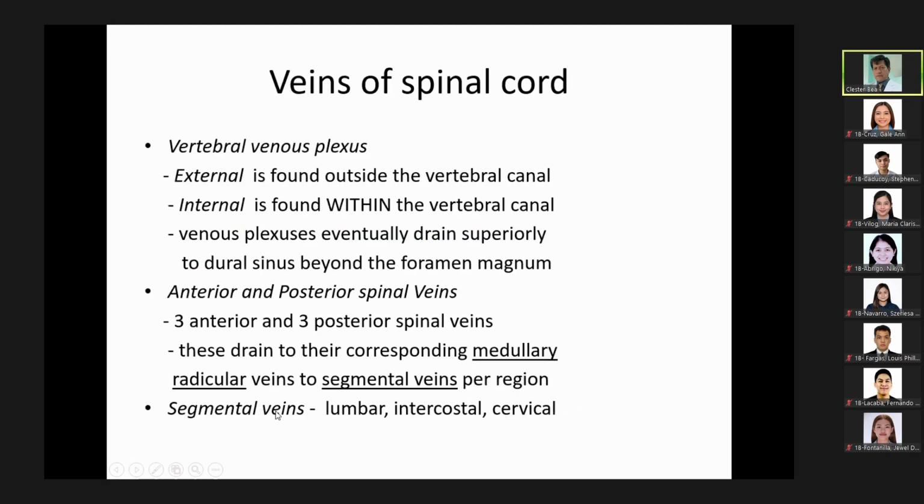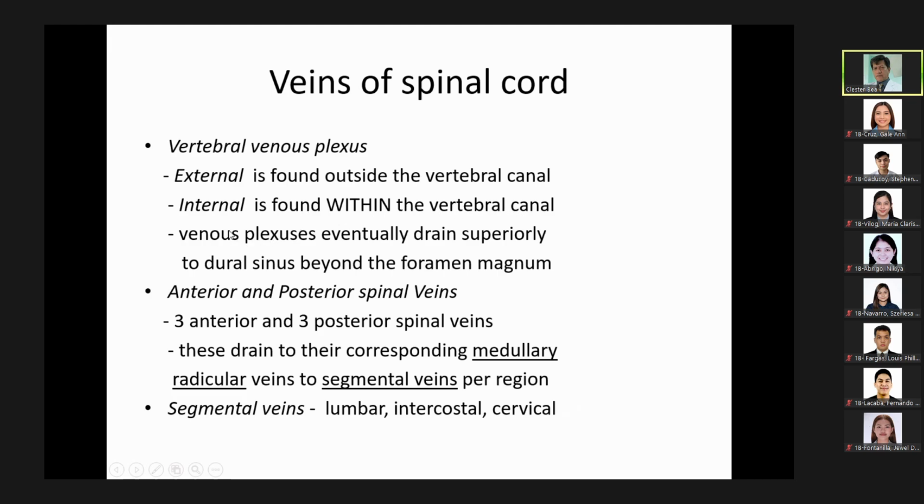Now let's talk about the veins of the spinal cord. First, we'll talk about venous plexuses. When you say plexuses, they are interconnections, like your brachial plexus, the interconnection of nerves. When you say venous plexus, then they are interconnections of veins. So you have venous plexuses that lie outside the vertebral canal, vertebral column. They are called external venous plexus. Then you also have venous plexuses found within the vertebral canal. They are called internal venous plexus.